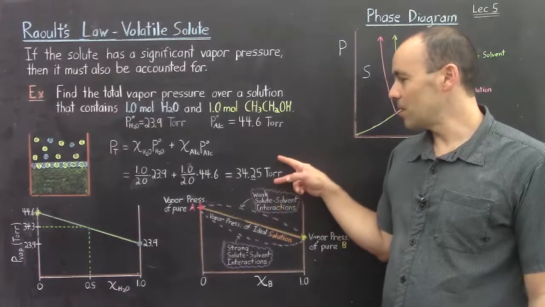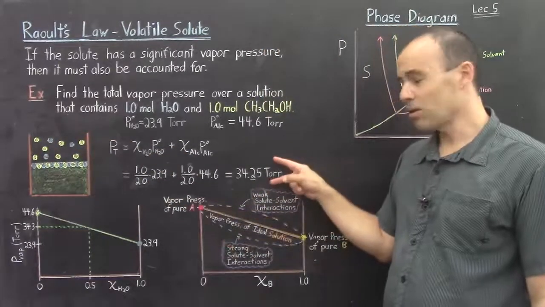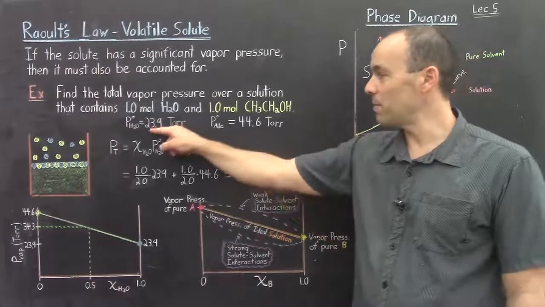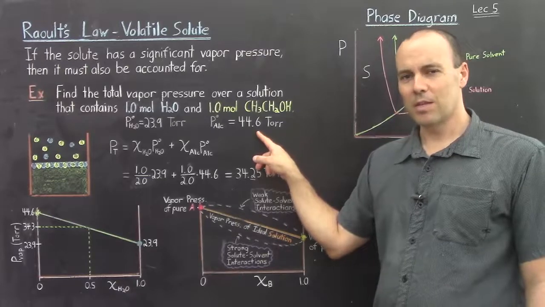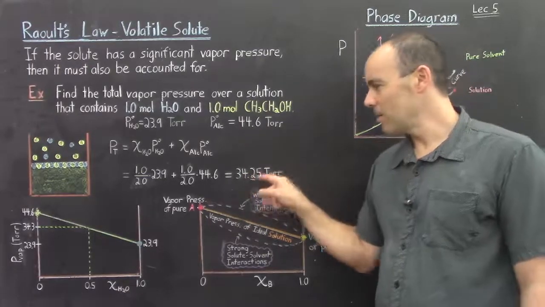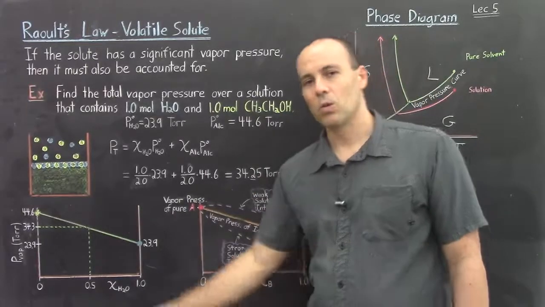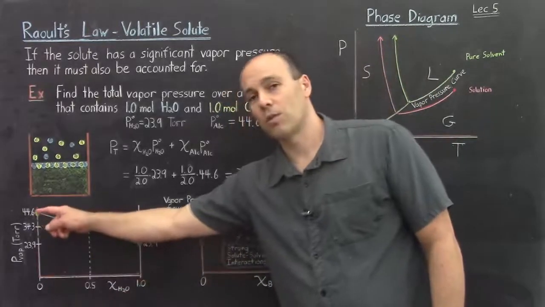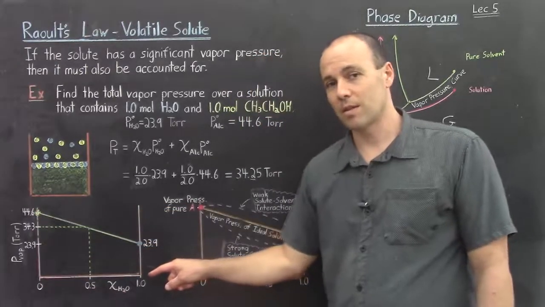Now this is the total pressure above the solution. This pressure here is actually halfway between the two individual pressures, and that's because we have a mole fraction of 1/2. We can better understand this perhaps by looking at the following graph, which plots vapor pressure on the y-axis versus mole fraction of water on the x.